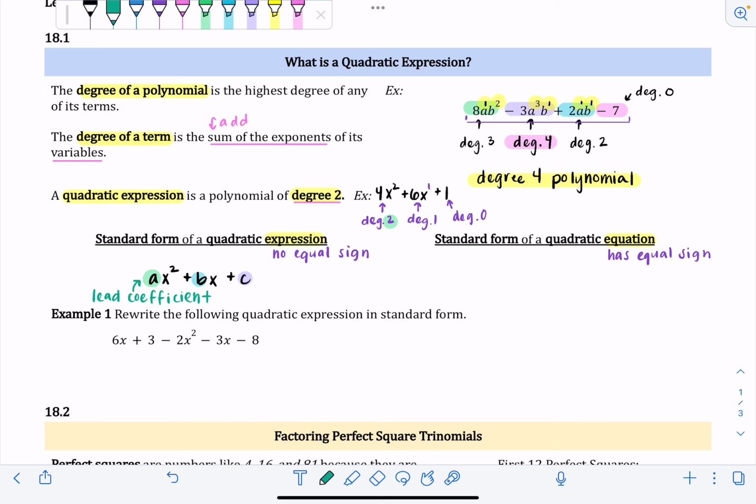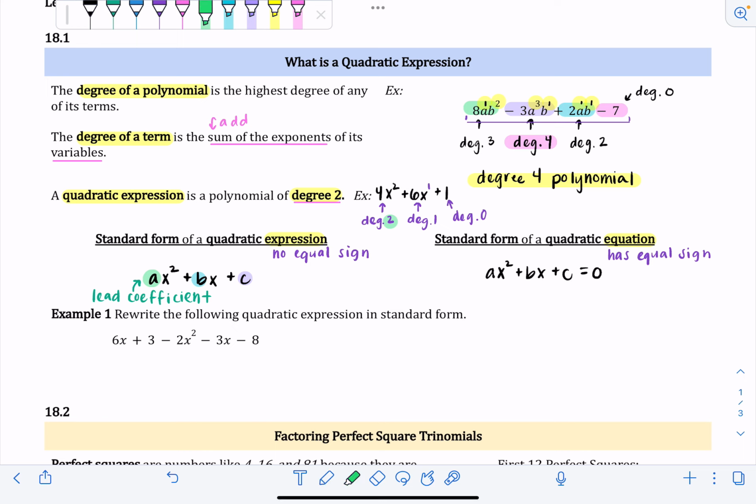Okay, so these formulas, you'll see them pop up a lot. So ax squared plus bx plus c for an expression. And then for an equation, it's almost the same thing. It just has an equal sign in it, so it would be equal to 0. So ax squared plus bx plus c equals 0.